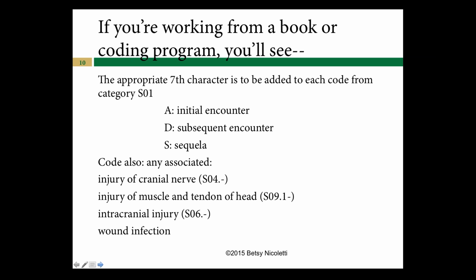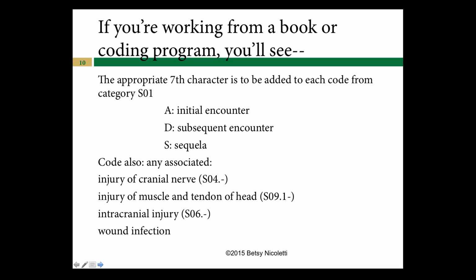If you had your book open, or if you were working from a coding program that showed you everything, right after S01, it would say the appropriate 7th character is to be added to each category S01 code. So A for the initial encounter. This is the first time that I, the physician, the ED doctor, the surgeon, have seen the patient for this condition, for this open wound. Or D for a subsequent encounter during active healing, and S for a long-term after effect.